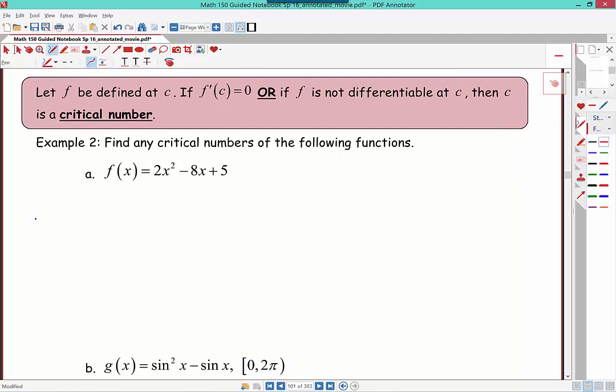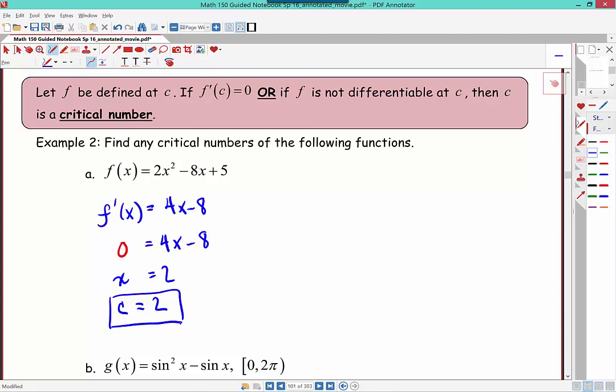So let's take a look at example 2. Does this one look familiar? Of course it does. We just did this, right? Do you remember that we got f prime of x was equal to 4x minus 8 from the warm-up? And so when we set f prime equal to 0 and solved, we ended up with x equal to 2. Basically, what does this mean? We got this 2 by finding the zeros of the derivative, right? This is a quadratic function, so its domain is all real numbers, so it's differentiable everywhere. So the second condition doesn't apply. So basically, our critical number c is 2.